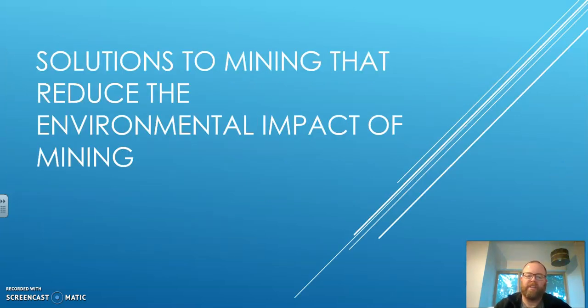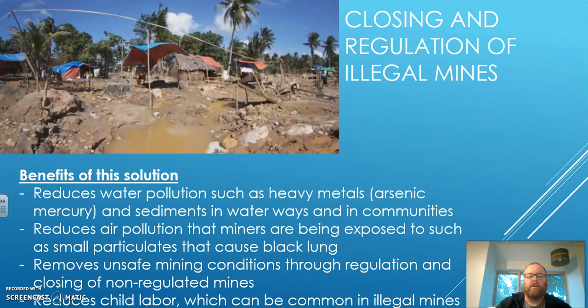So let's focus now on some solutions. The first one we're going to talk about is closing and regulating of illegal mines. In a lot of places outside of the United States, illegal mining is an issue. One of the big issues with this is that they are releasing a lot of water pollution, like we talked about with the hard rock acid. And then we also have heavy metals like arsenic and mercury getting in, and then just in general, sediments that make it so that fish can't live in the water.